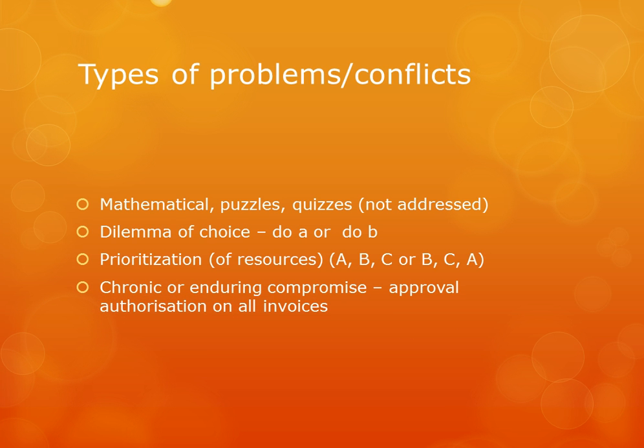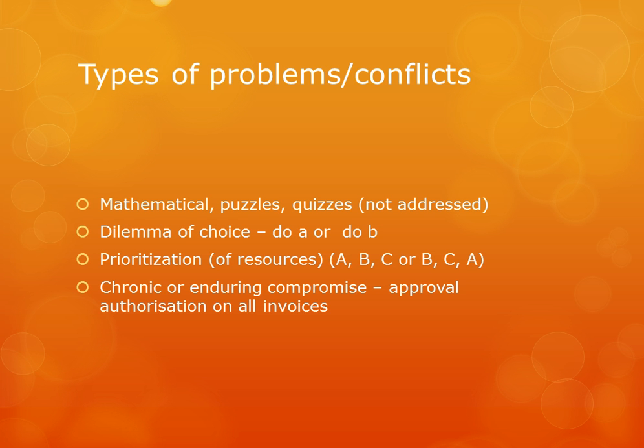And the third type is the chronic or enduring compromise, where we do things as a matter of course, not realising that underlying that approach is an inherent conflict, which is represented in terms of a compromise. So an example that I give here is where approval authorisation on all invoices is required in a business. It happens all the time, and yet the process has been going on for years without anyone thinking about whether in fact this is necessary.